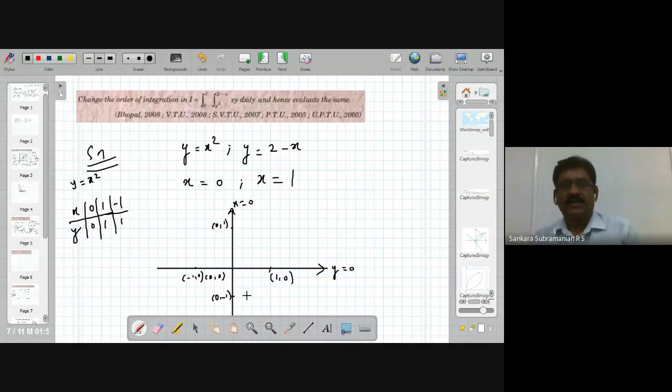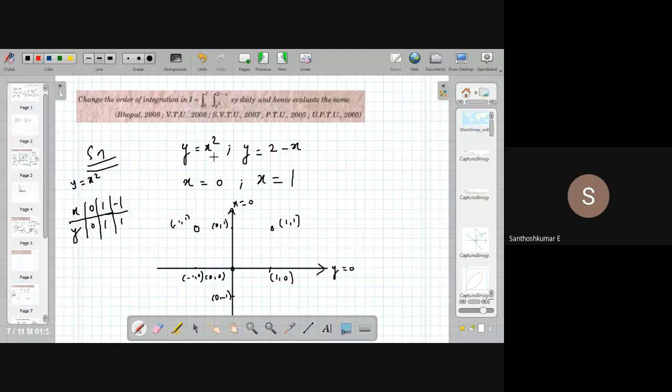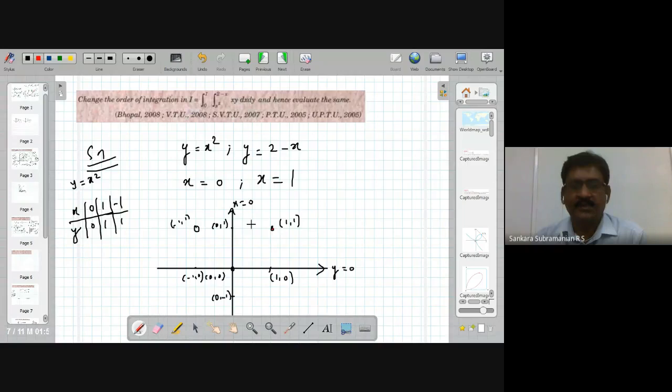Now 0, 0, and 1, 1. This is 1. This is 1. This is going to be the point 1, 1. All right. Then minus 1, plus 1. This is the point minus 1, plus 1. X is minus 1, y is plus 1. So what is the curve? U curve or C curve? Sir? U curve or C curve? U curve, sir. You have to connect these 3 points.